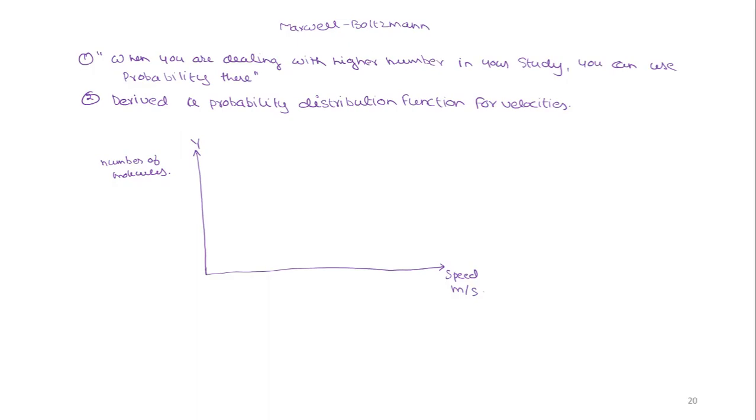So now we have the number of particles or molecules on the y-axis, and speed in meters per second on the x-axis, and your velocity distribution might look something like this. Velocity begins from 0 and goes to infinity as well. So the distribution of velocity is in the range from 0 to infinity.